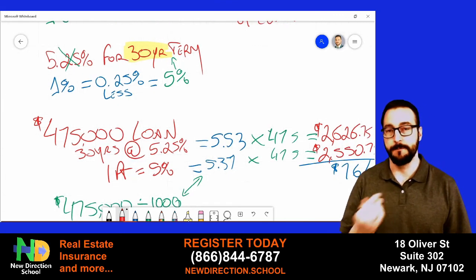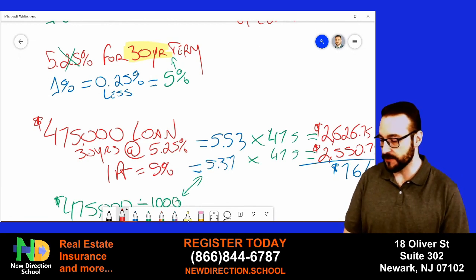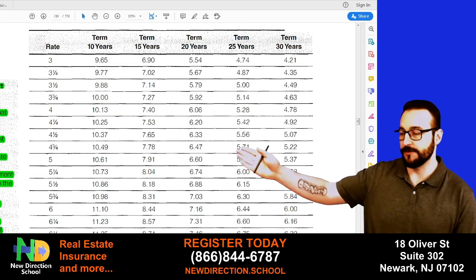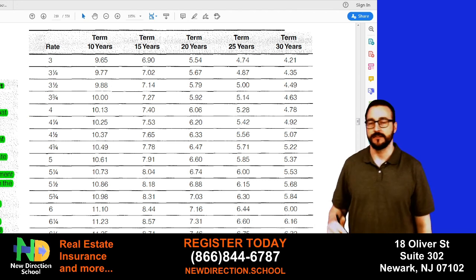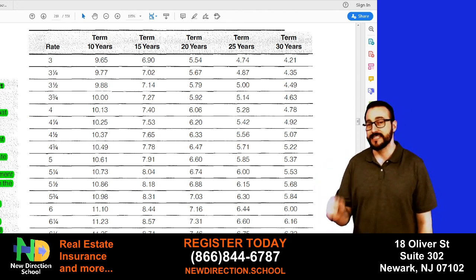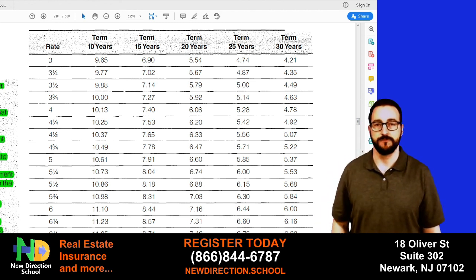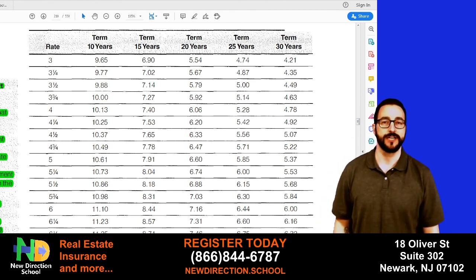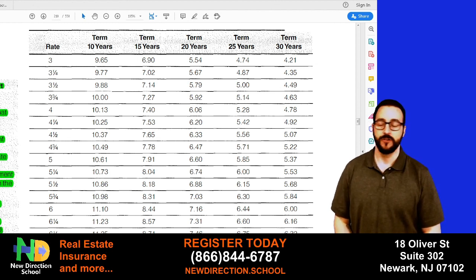Now, to figure out what the benefit was, we had to use this table right here. And this table is given to you for the school and state exam. You're not going to need it in real life, because in real life you can have mortgage calculators, but in the state exam you cannot use a mortgage calculator.